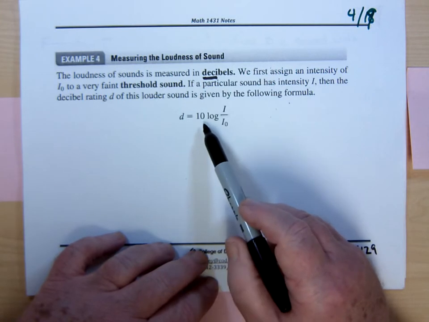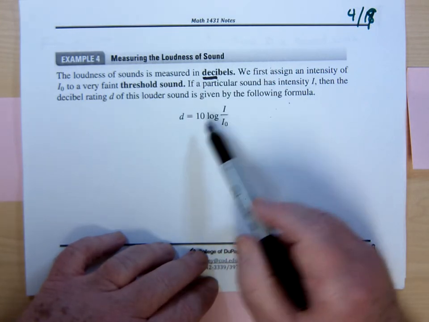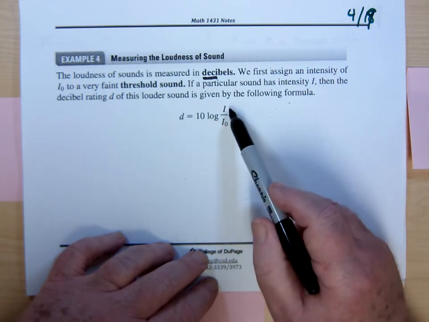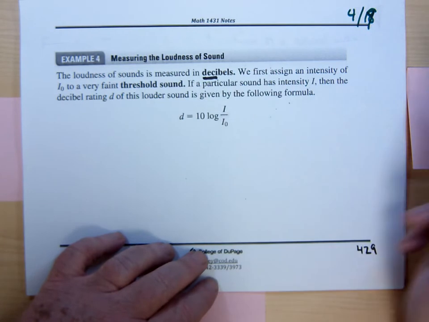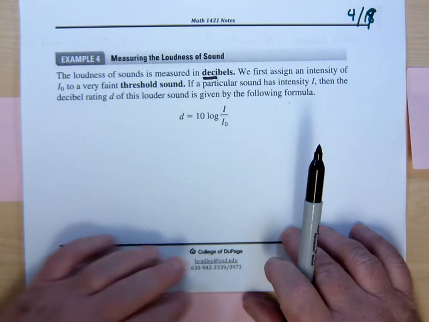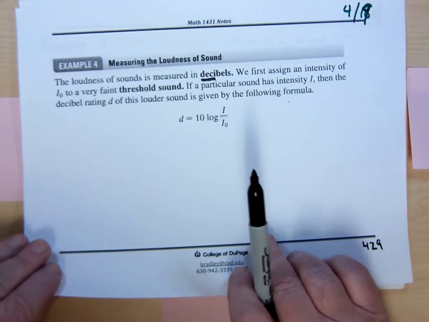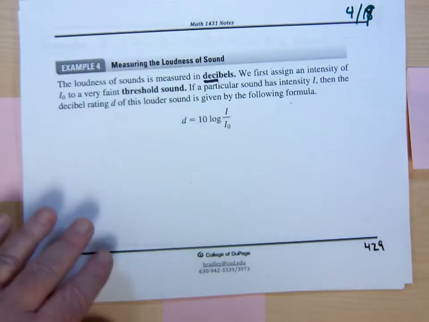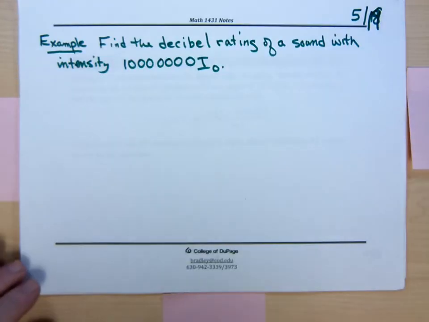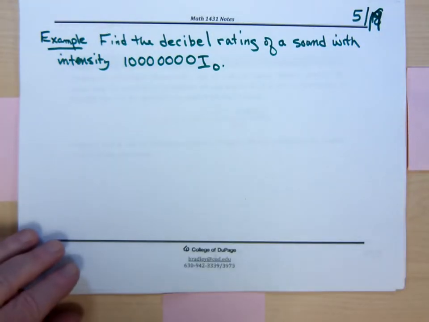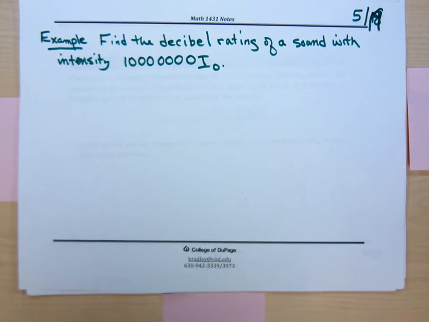If a particular sound has an intensity of I, then the decibel rating D of the louder sound is given by D is equal to, you multiply by 10, to make the number not have a bunch of decimals in it, and then you take the logarithm base 10 of the quotient of the intensity of the sound you're measuring relative to the threshold sound. So that's what's going on with that, and we'll do an example of this now. Oh, by the way, this stuff is found on page 429 of your text. So now what we're going to do is we want to find the decibel rating of a sound with intensity.